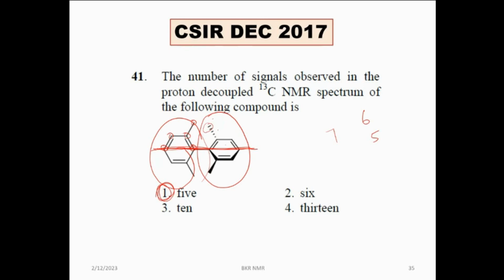Okay, so this half is same as this half. So ரெண்டு half, this half is same as this half. This ring is same as this ring. Therefore, if you count a number of hydrogen or carbon in a single ring, you can get to the answer.